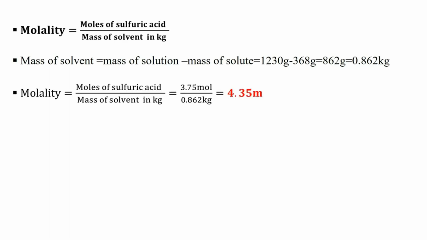Then we have the mole of sulfuric acid. We can determine the molality by taking the mole of sulfuric acid, 3.75 mole, divided by 0.862 kilogram as the mass of the solvent, and we will obtain 4.35 molal.